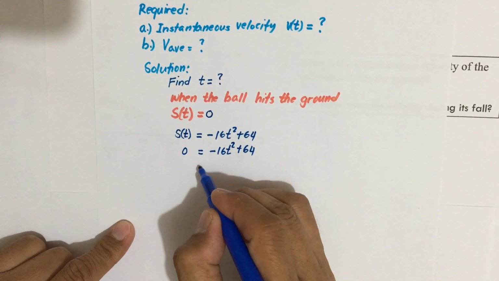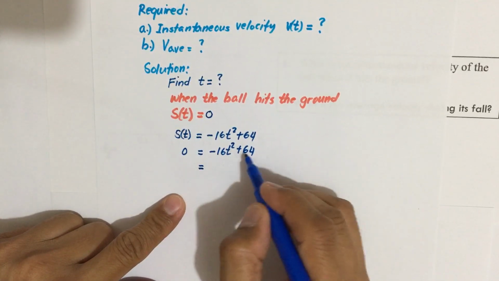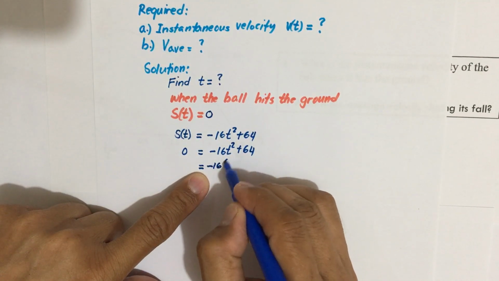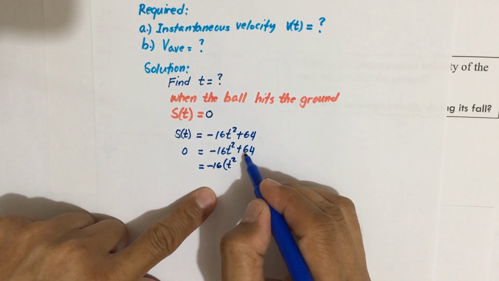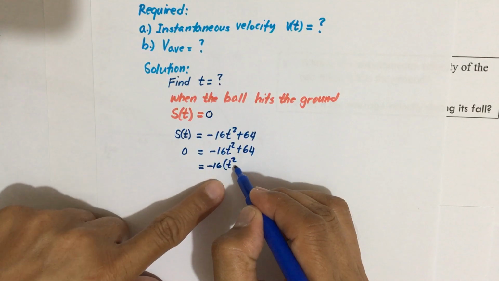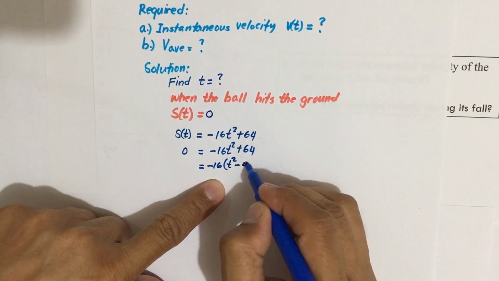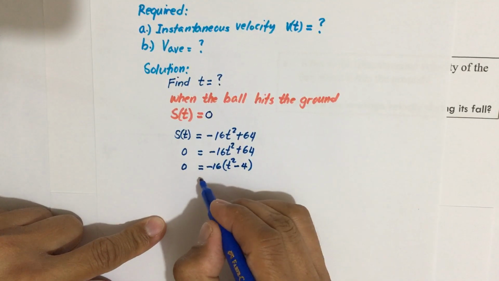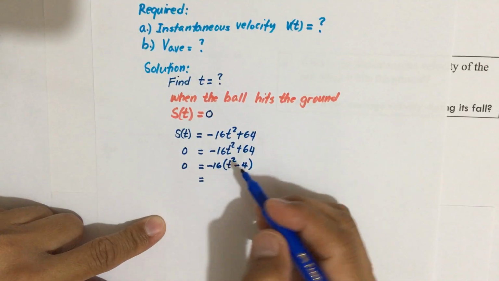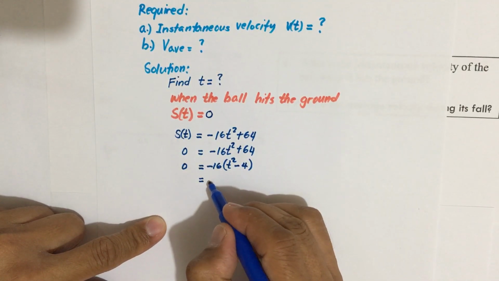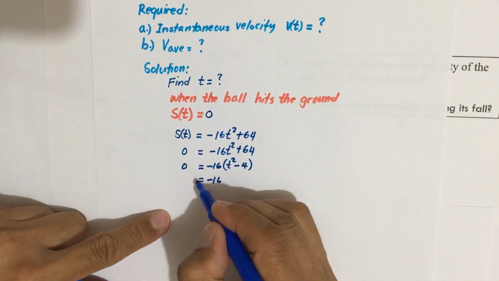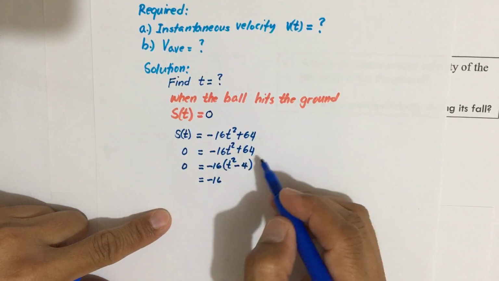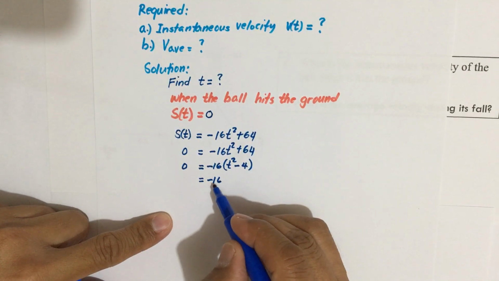Okay, so from here, we can solve for t. So common in its terms, we have 16, or say minus 16. So factor out minus 16, so we have t squared minus 4 and equal to 0. So equating its factor to 0, so we have minus 16, or you just divide both sides by minus 16.